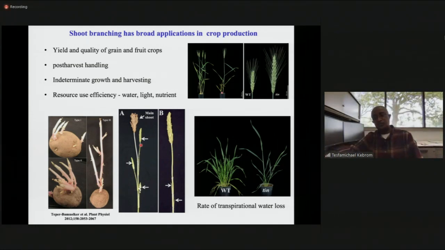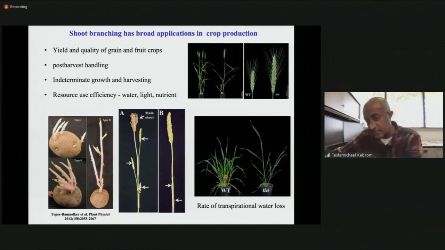Also for resource use efficiency, like water, light, or nutrients. If a plant is highly branched, because most of the branches die at an early stage, it is not efficient at using resources. For example, this plant develops about 15 branches, and most of them will die before producing grains.